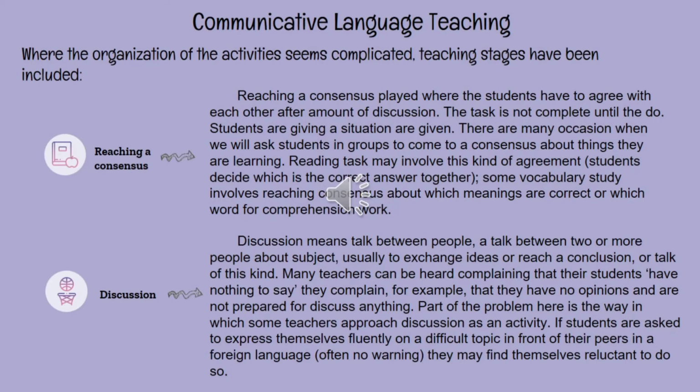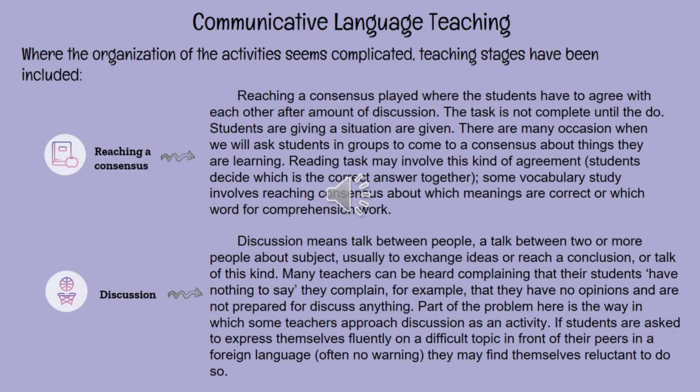In communicative language teaching, the organization of the activities seems complicated. Teaching stages have been included. Number 1. Reaching a consensus. Reaching a consensus is a point where the students have to agree with each other after a discussion. The task is not complete until the two students reach agreement on the situation they are given.